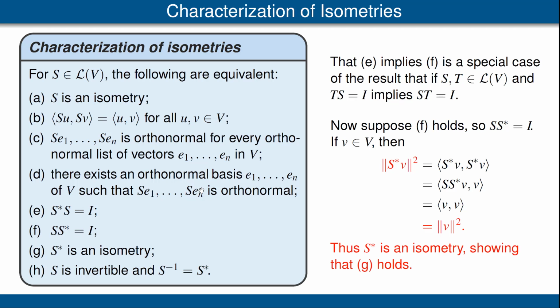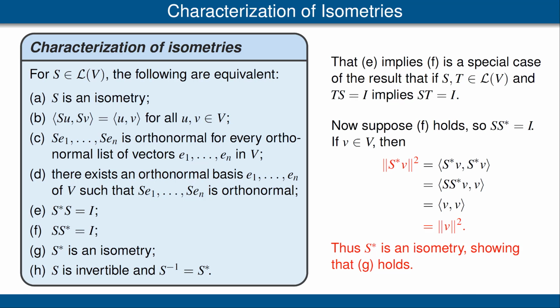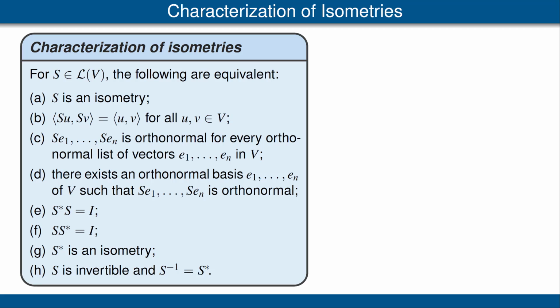Now if we look at the first equation and the last one, both highlighted in red, we see that those two equations show that S star is an isometry. In other words, we have proved that F implies G. Let's again wipe the second column clean so that we can go on to the next set of implications.